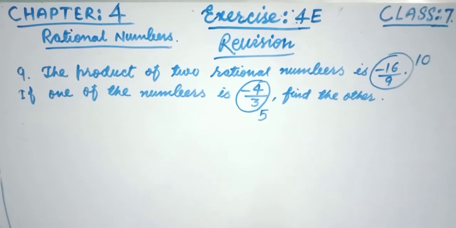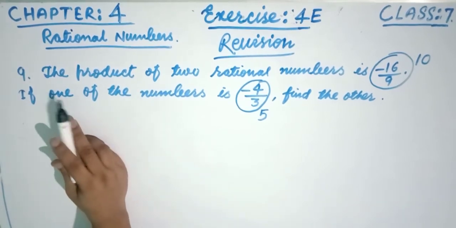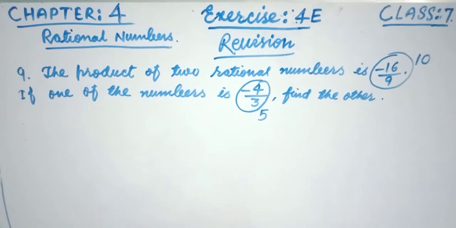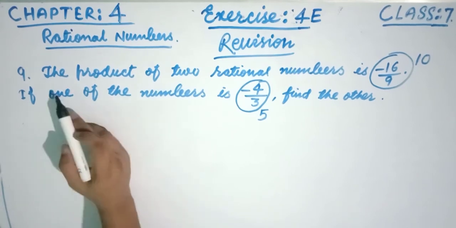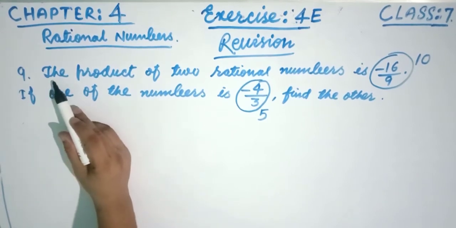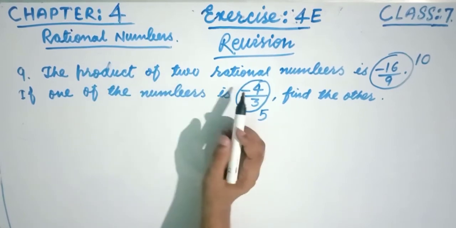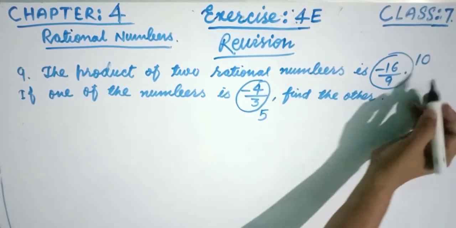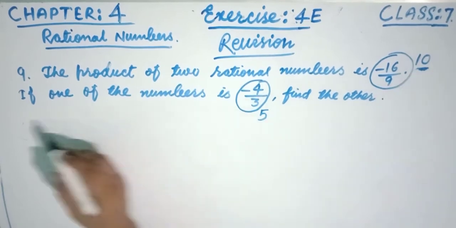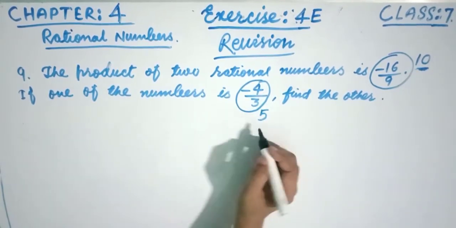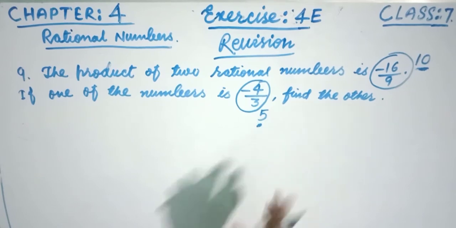Now we are going to read the question. Look at the friends. Once you grasp the concept, there is no problem at all, for such types of questions or even different types of questions, if you have gotten the theme. See friends, the product of two rational numbers, suppose, is 10. If one of the numbers is 5, find the other, friends.